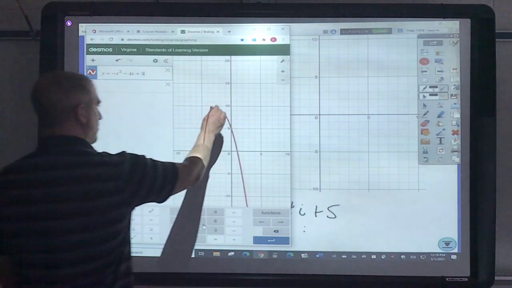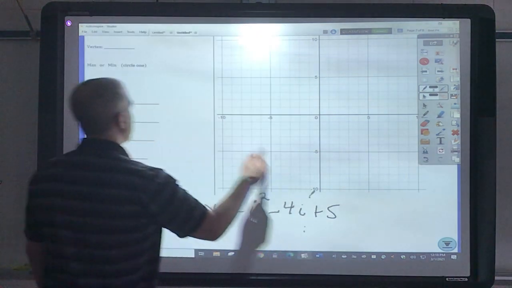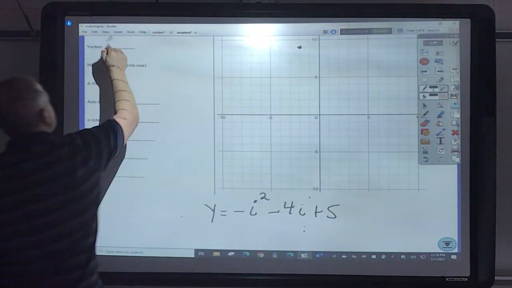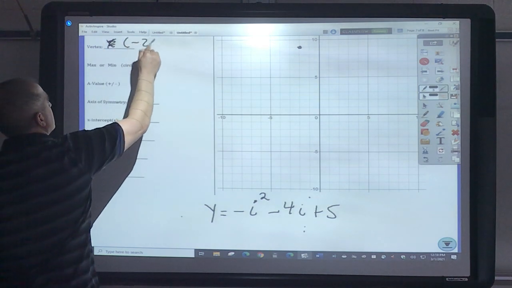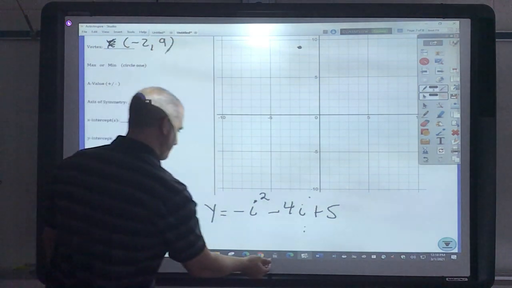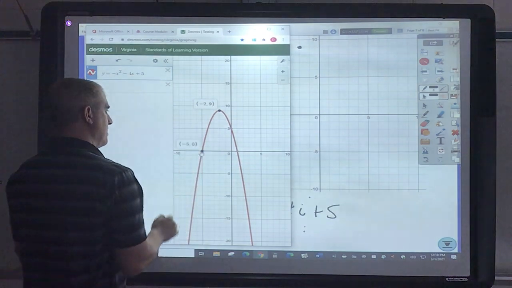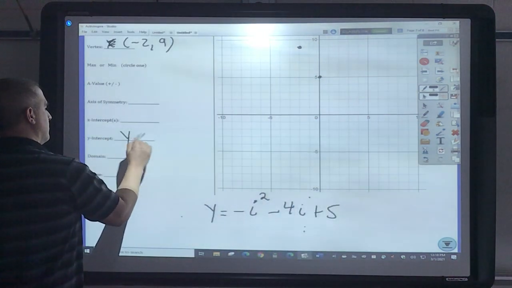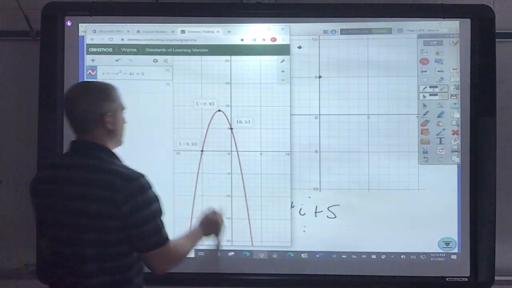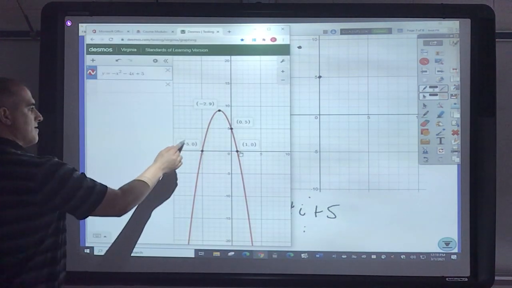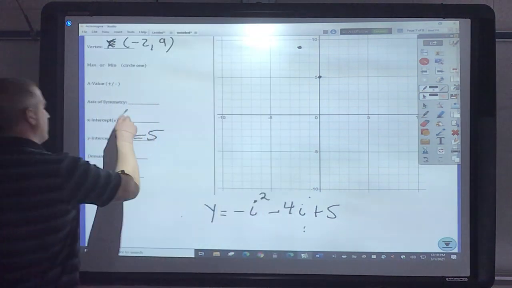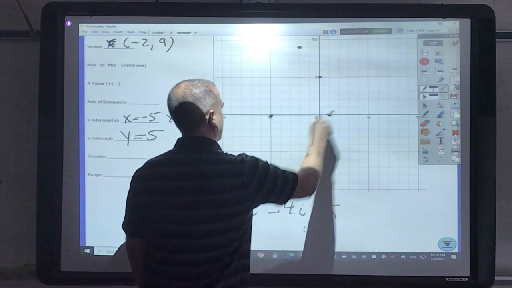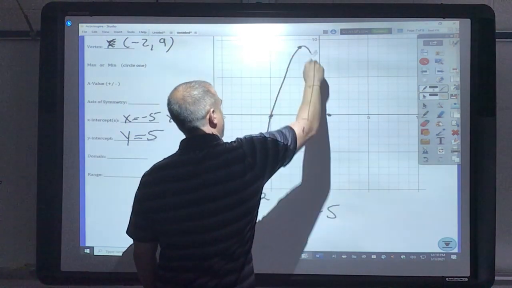Okay, I can just click right on the vertex and it tells me x is negative 2 and y is 9. So negative 2 over, 9 up. Okay. I can click on the y-intercept. The y-intercept is 5. Okay. I can click on the x-intercepts. They're negative 5 and 1. Pretty easy then to draw the graph.